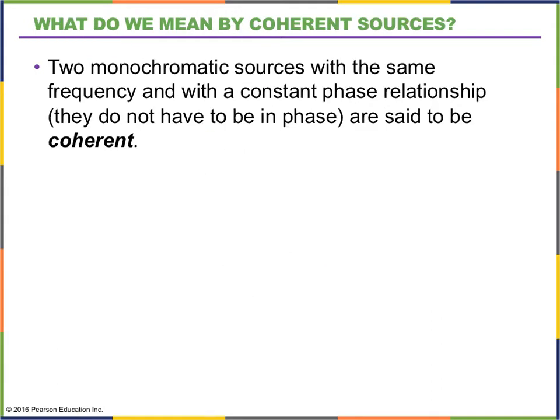Coherent sources are monochromatic, so that means that they have the same wavelength and the same frequency. They're in a same phase relationship, so it means that the phase difference between the waves is always the same, and then we call them coherent.